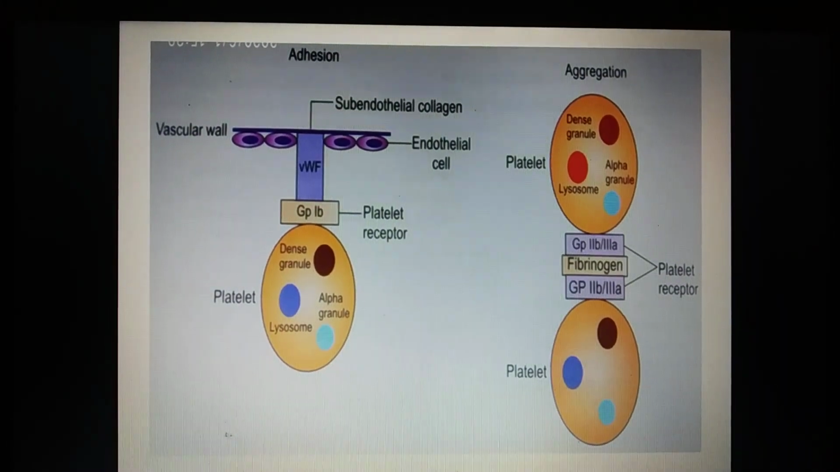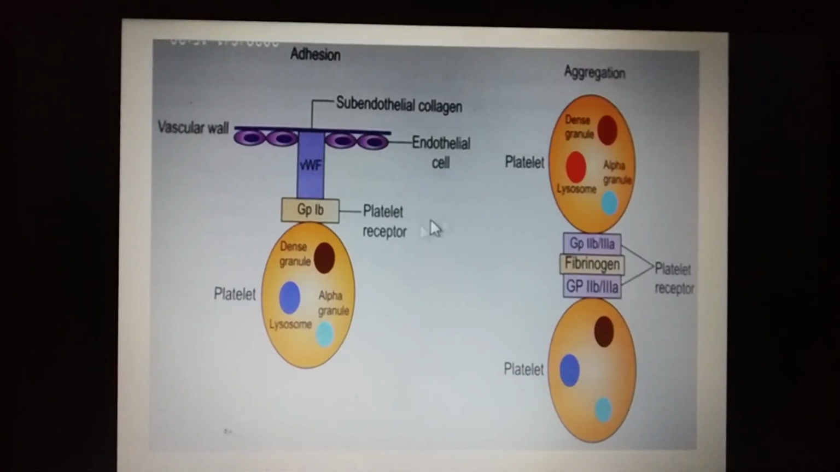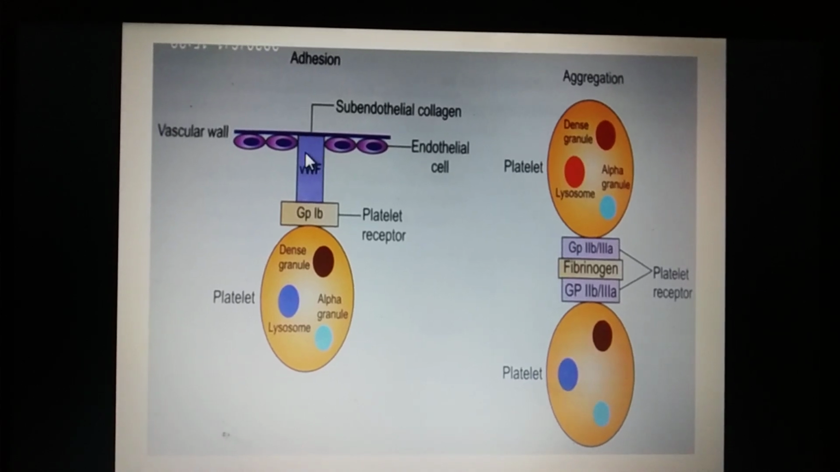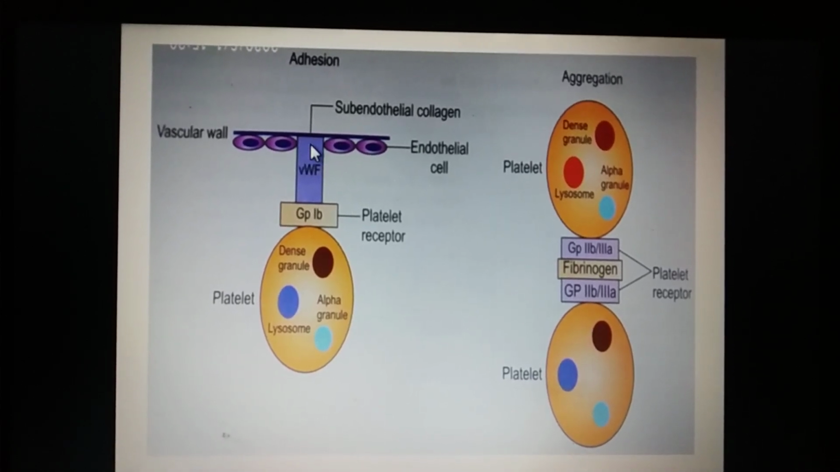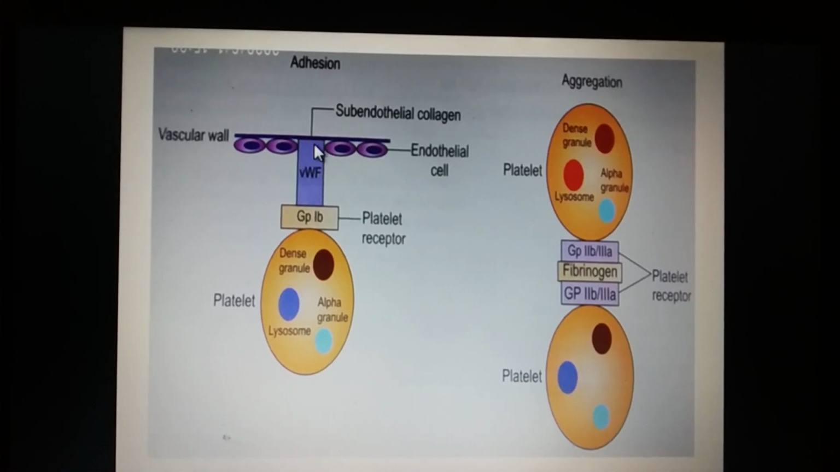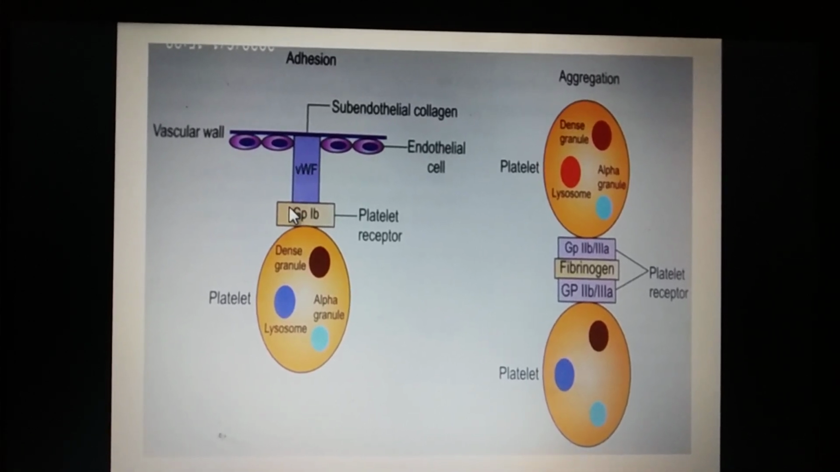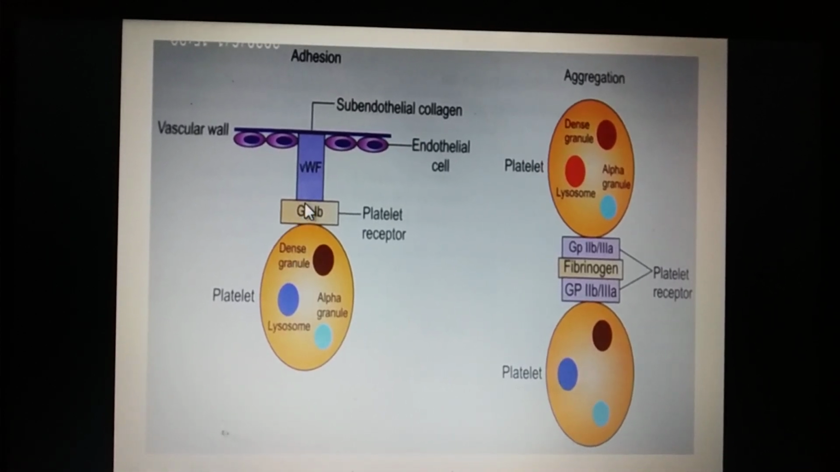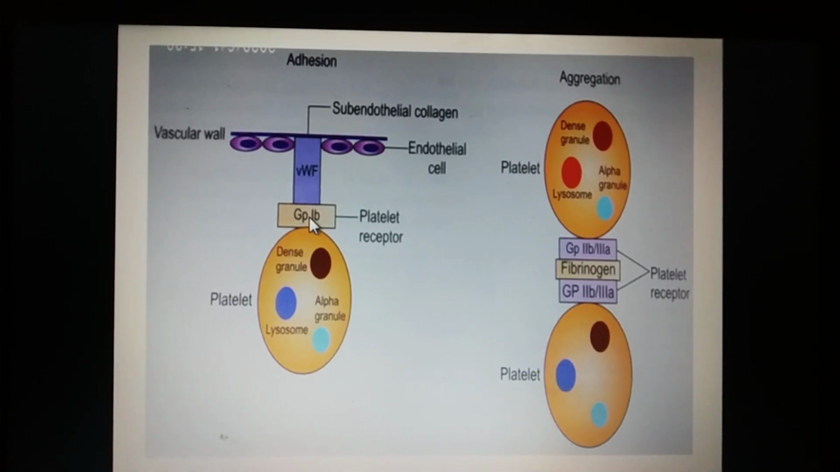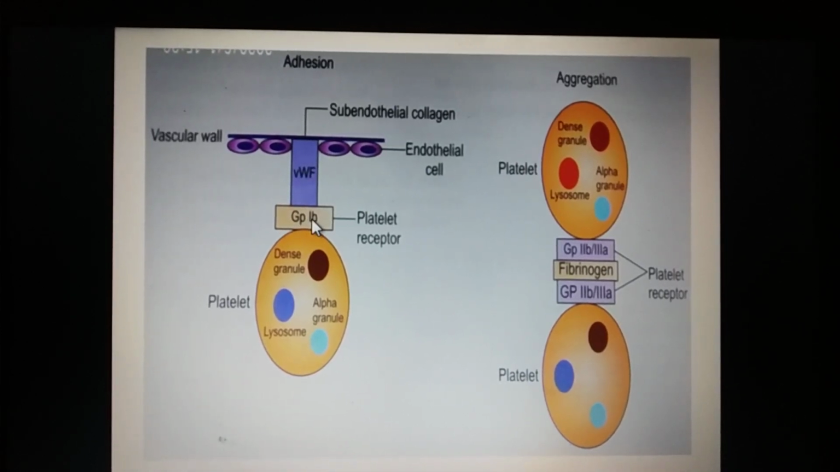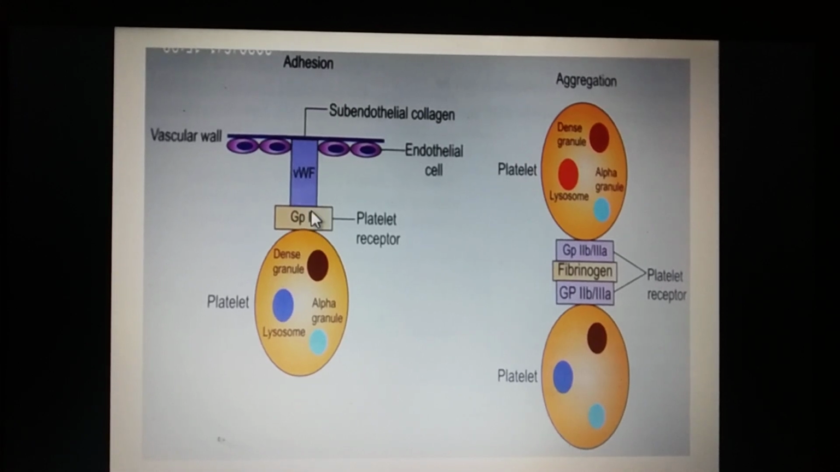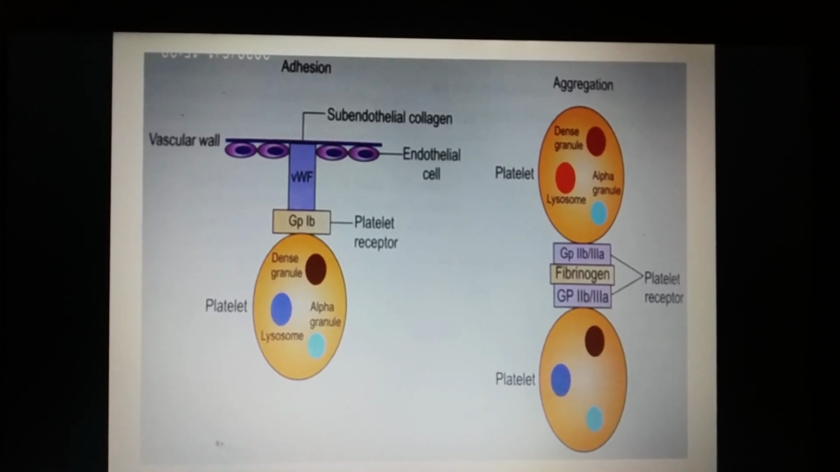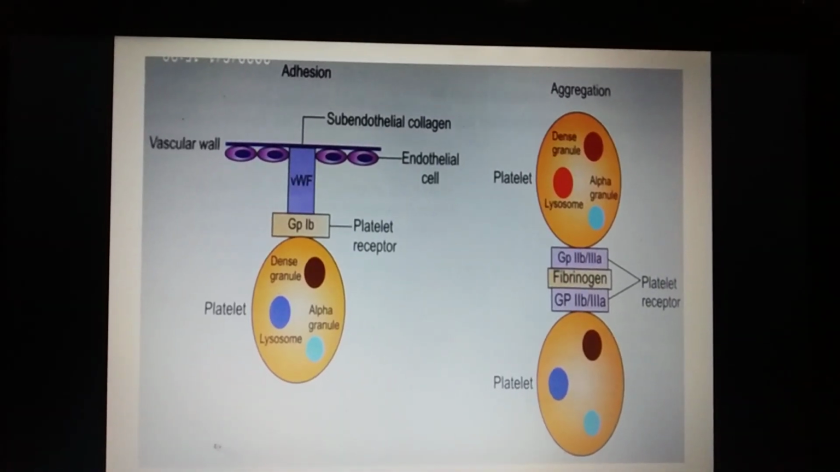Now in this picture you can see the wall of the vessel, and there is an injury, so the endothelial cell is injured and subendothelial collagen is exposed. And now this is the circulating platelet. At the surface of the circulating platelet there is a receptor called glycoprotein 1b, and it is attached to the von Willebrand factor, which is exposed due to injury present in the subendothelial collagen.